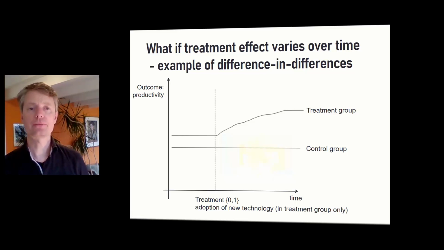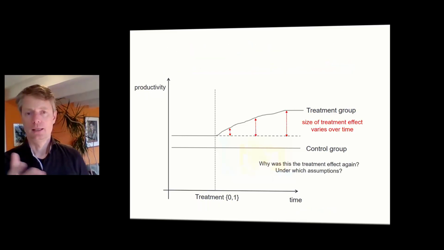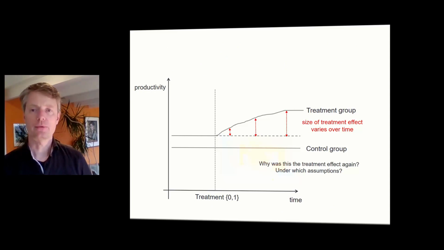On the horizontal axis we have time, on the vertical axis the outcome, which is productivity. In the control group nothing happens. In the treatment group we see that productivity slowly goes up. So apparently it takes some time before the full benefits of the new technology are absorbed. I.e., the size of the treatment effect varies over time. And remember, why should this be the size of the treatment effect? Well, in the difference in differences approach, that's exactly what we do.